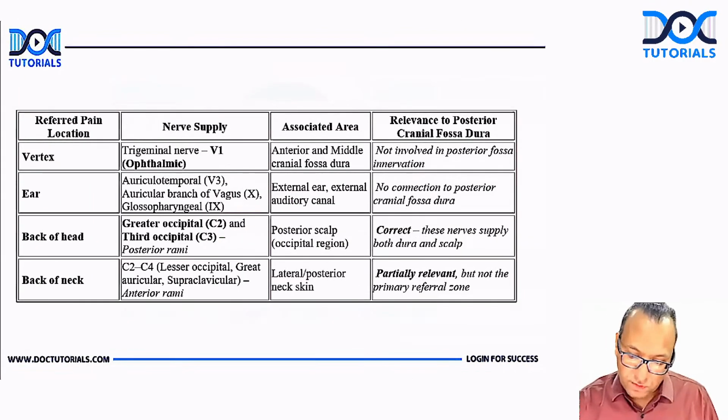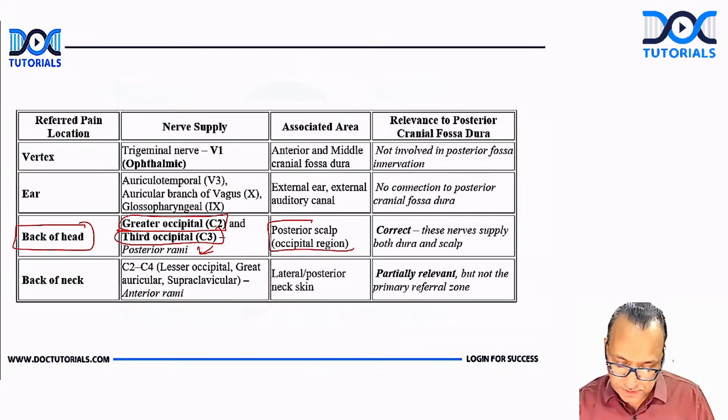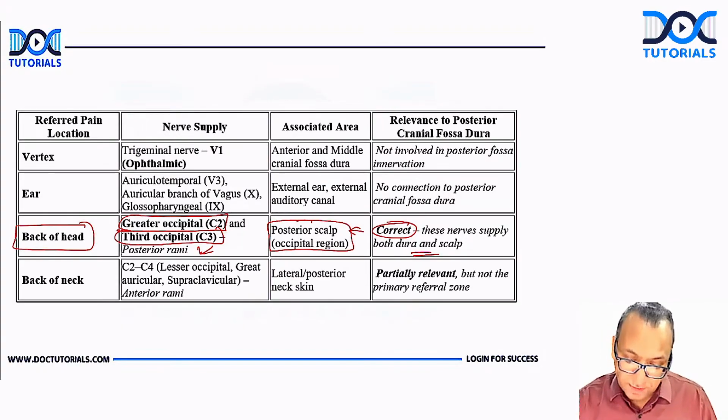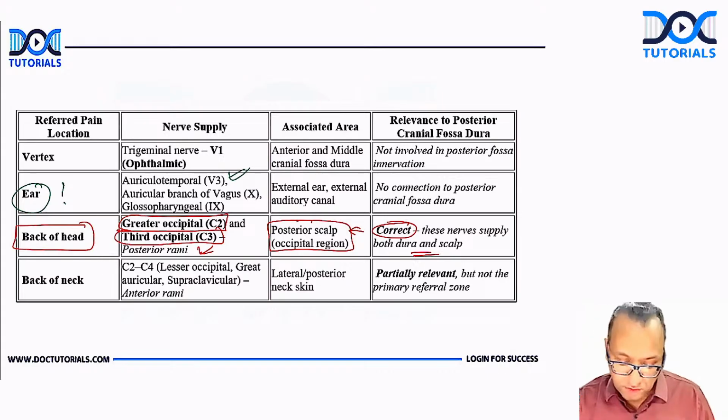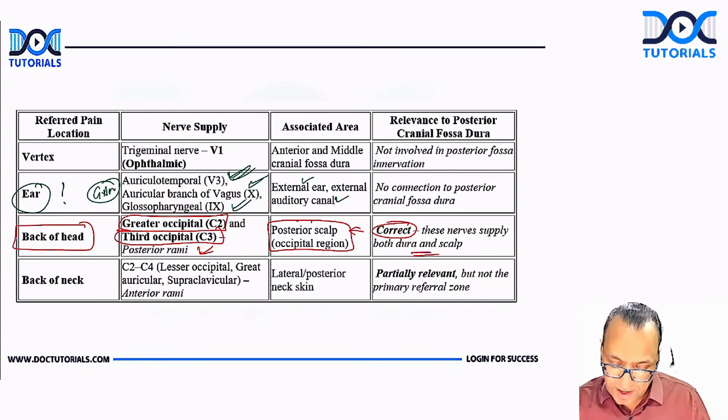You see, I have given you a table. Back of head, because greater occipital nerve and third occipital nerve, posterior rami, basically posterior scalp occipital region, is correct. Why not the ear then? What about the ear? Ear, you have other nerves also. Auriculotemporal nerve, the mandibular trigeminal, auricular branch of vagus also, and glossopharyngeal also. Of course, you have greater auricular nerve also. Along with that, you have these nerves also. So it becomes kind of diluted.